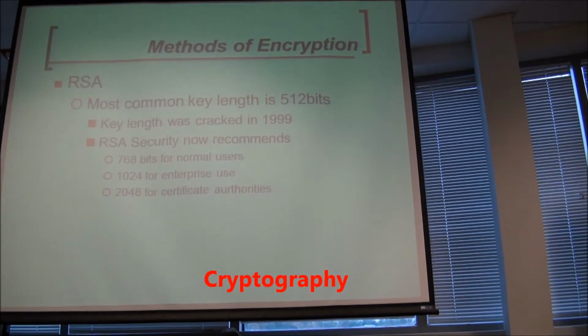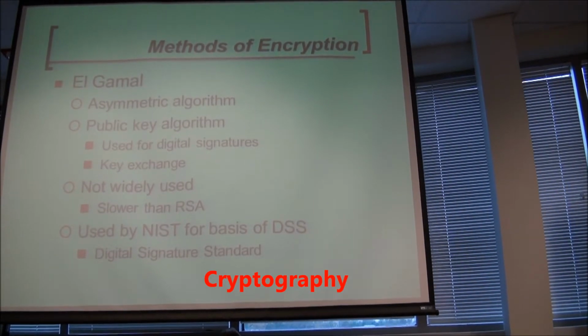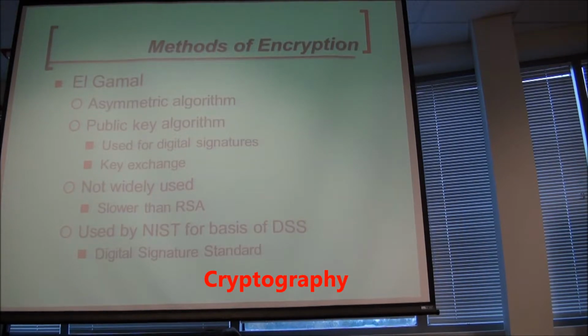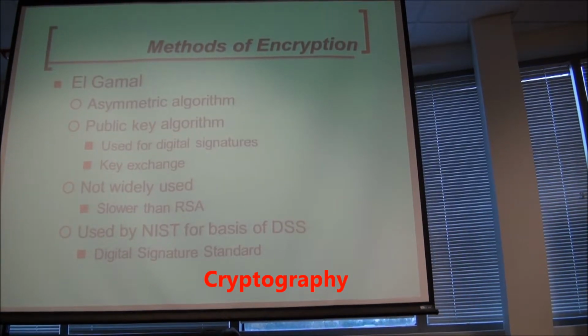All right. So RSA, a lot larger bit size. Then you've got ElGamal, or El Gamma, if you want to insult them. It's an asymmetric public key algorithm using digital signatures, and also does key exchange. It's not as widely used because it's slower. I think we just did this one. It was used by NIST as the basis of the digital signature standard.